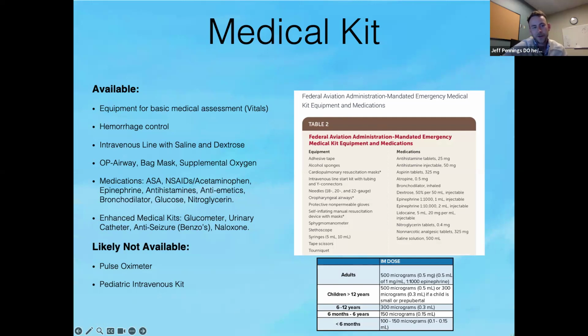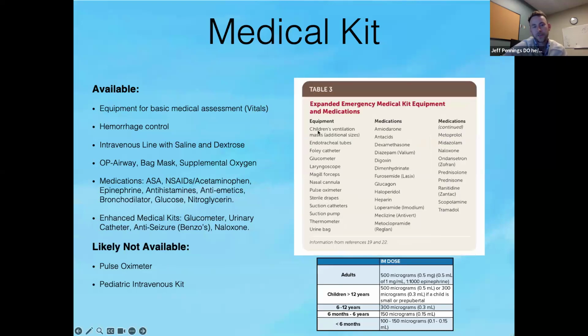Things that are likely not going to be available: pulse oximeter, these are becoming more common, but they're still not an FAA regulated minimum thing. And then pediatric intravenous kits and sometimes pediatric airway kits are not available. In these more expanded emergency medical kits, these are going to be more common on longer international flights.